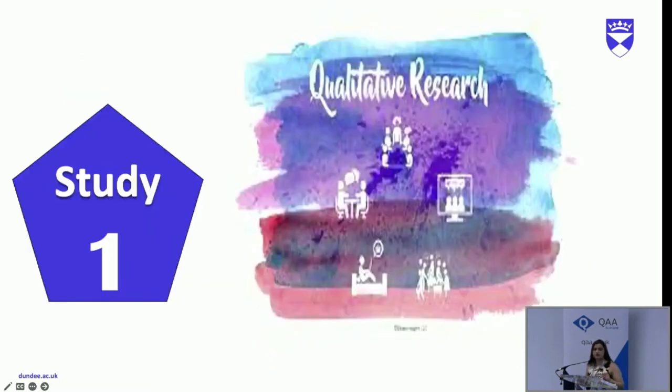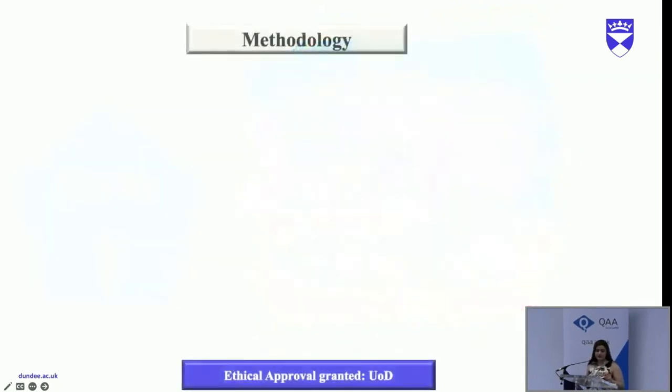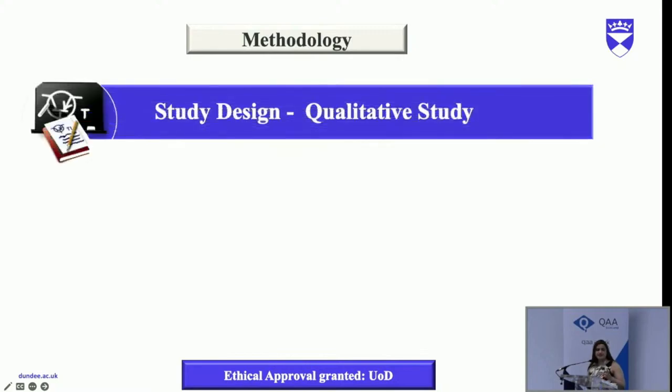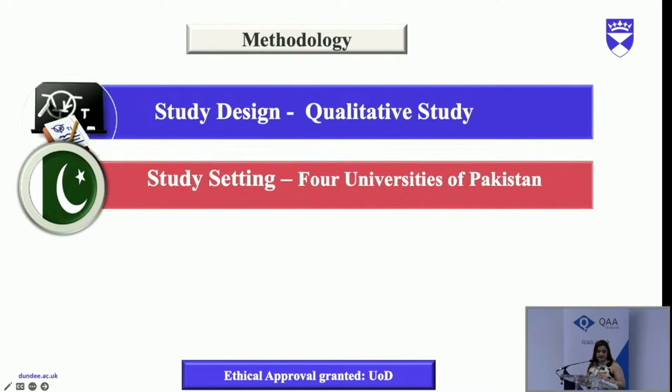So study 1, qualitative research. What have I done in this phase? The methodology was in-depth interviews, with ethical approval taken from the University of Dundee Ethics Board. The study design for this phase was a qualitative study, using case studies. I conducted 4 case studies under this study, in 4 universities in Pakistan.